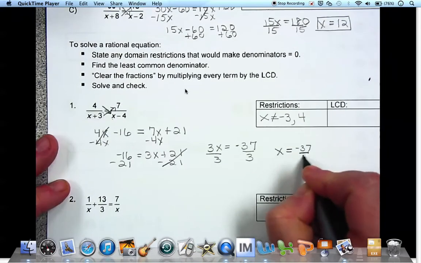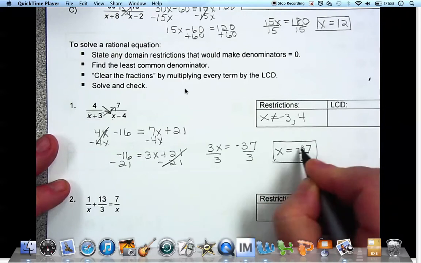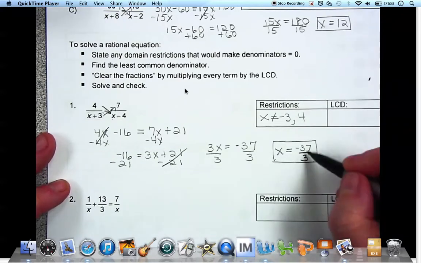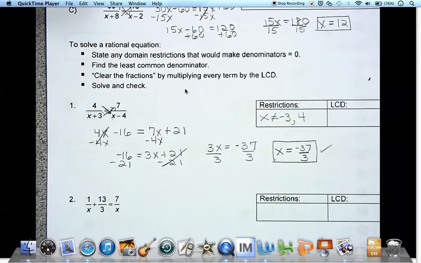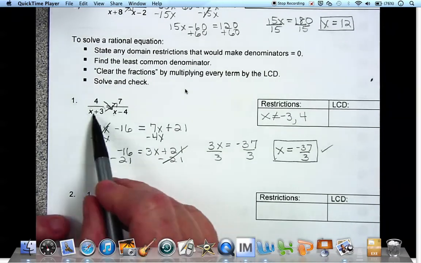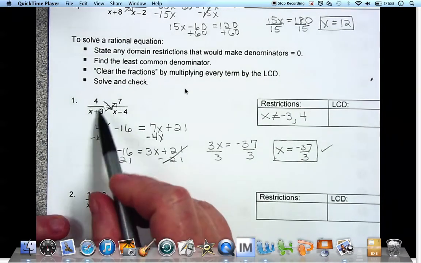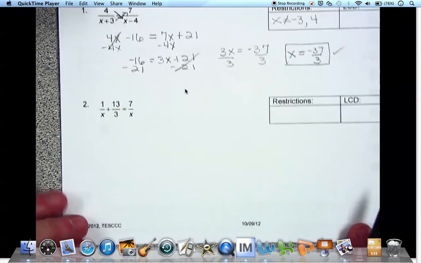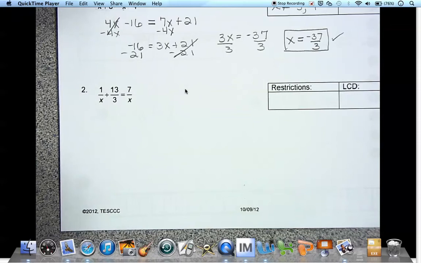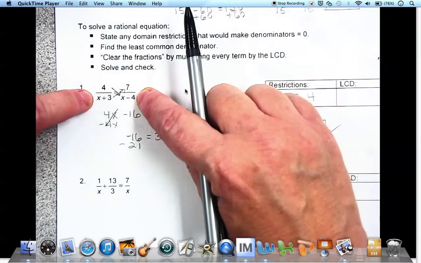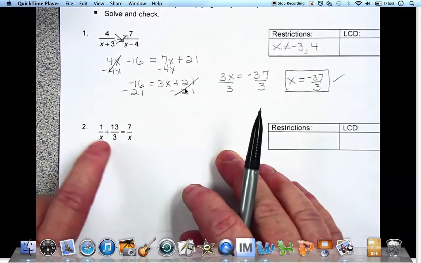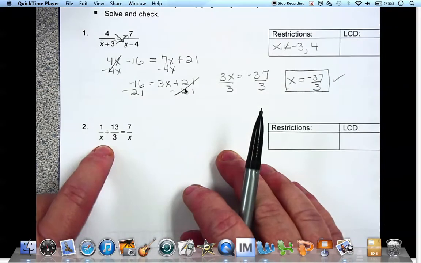Negative 37 over 3. And then we check our restrictions, and since this is not either one of our restrictions, then this is an answer. That is the solution. So if we plugged in negative 37 over 3 for x here and here, then these would be equal. Okay, can we use cross multiplication here? No, we can't, because cross multiplication is a fraction equal to a fraction, and over here we have two fractions on the left. So we cannot do that.